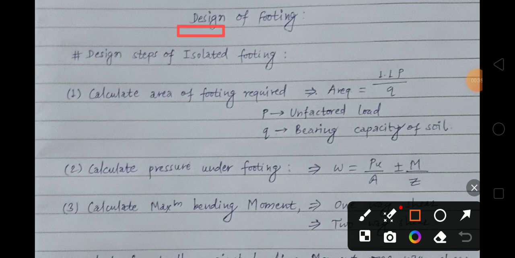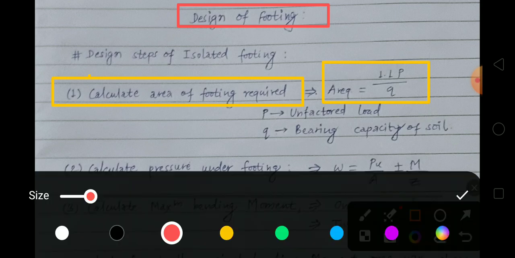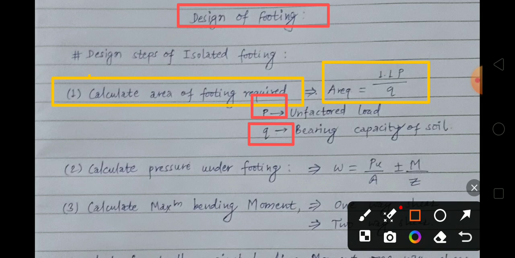So we have design of footing, and in the very first step we have to calculate the area of footing required. It is denoted by a, and A required equals 1.1 P upon q. Here P is the on-factor load, and q is the bearing capacity of soil.